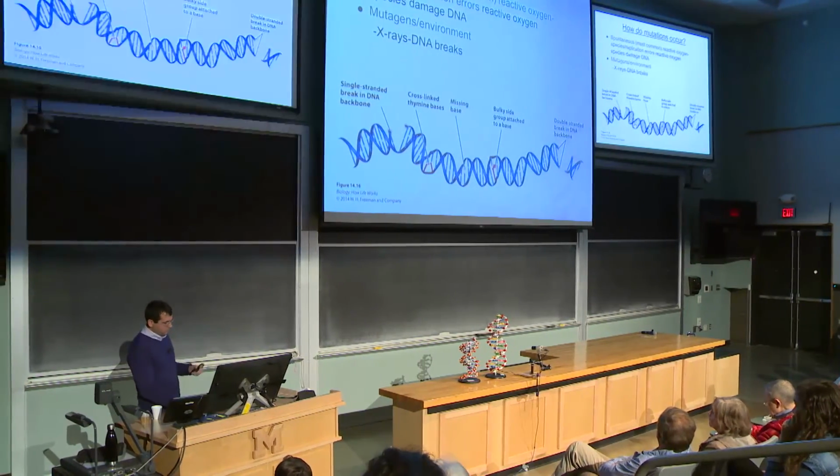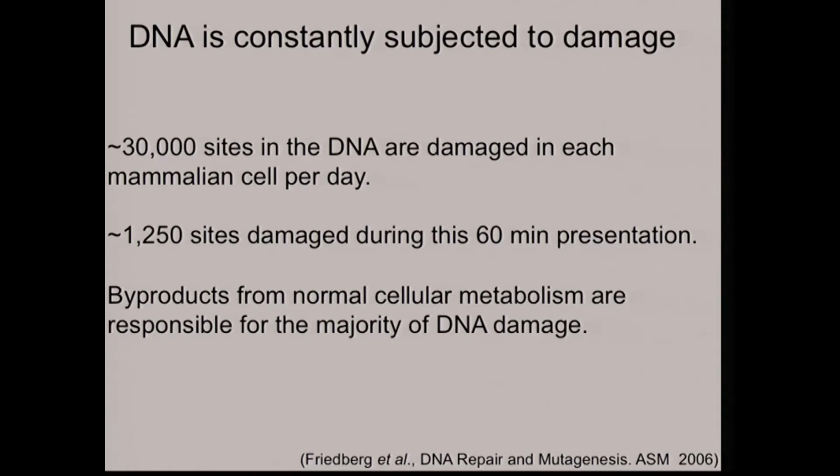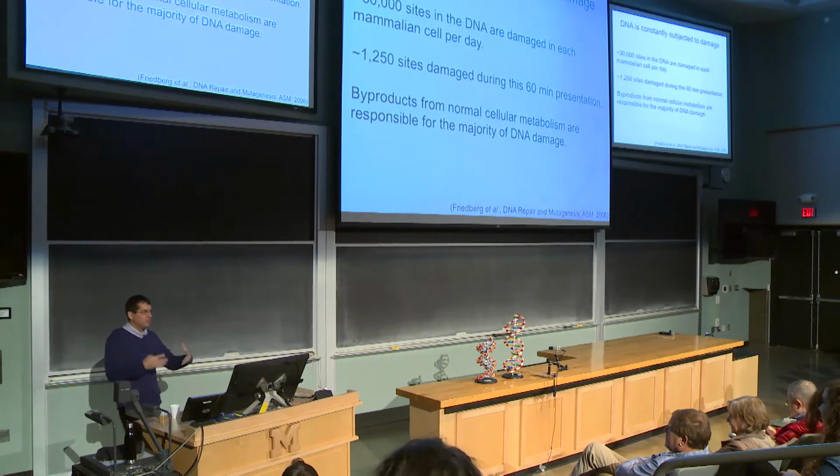So how often does damage occur? These are averages, but this is something to think about a little bit, in that there are about 30,000 sites in the DNA that are damaged in each one of your cells during a 24-hour period. Okay. And so during the course of this lecture, each one of your cells will have to repair about 1,250 sites of damage. Okay, and it has nothing to do with what I'm saying, right? It's independent of me. It's just you living and breathing and sitting here.